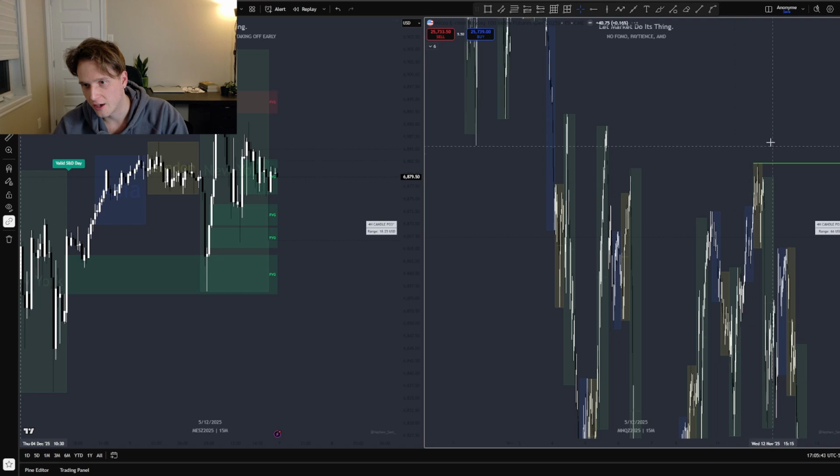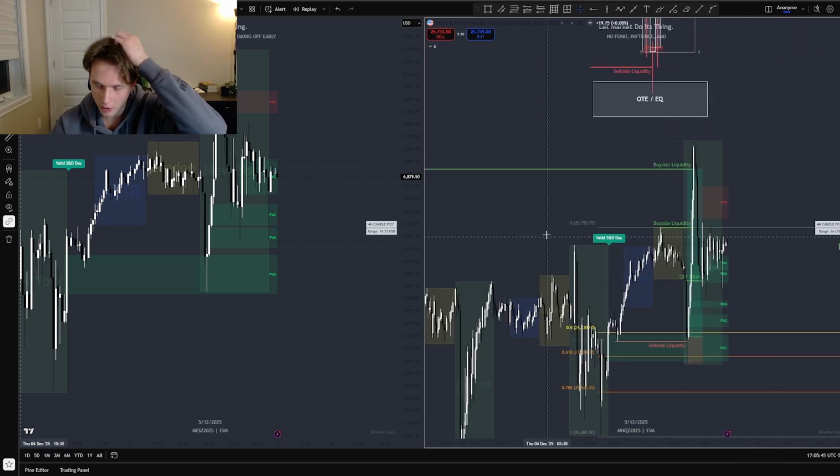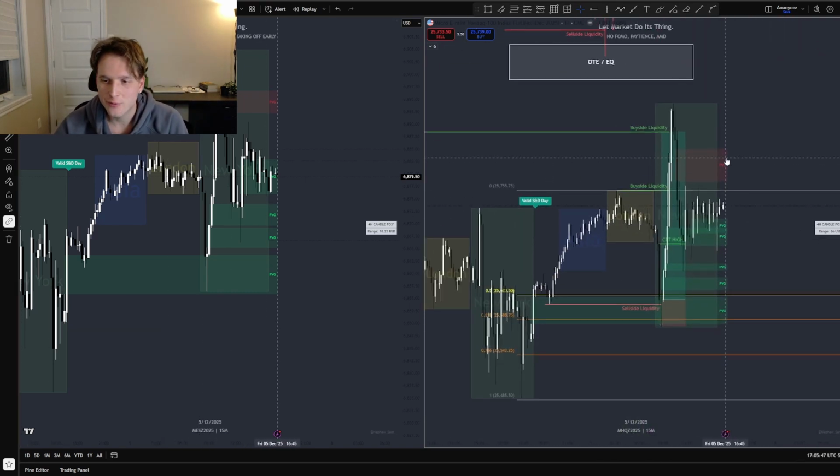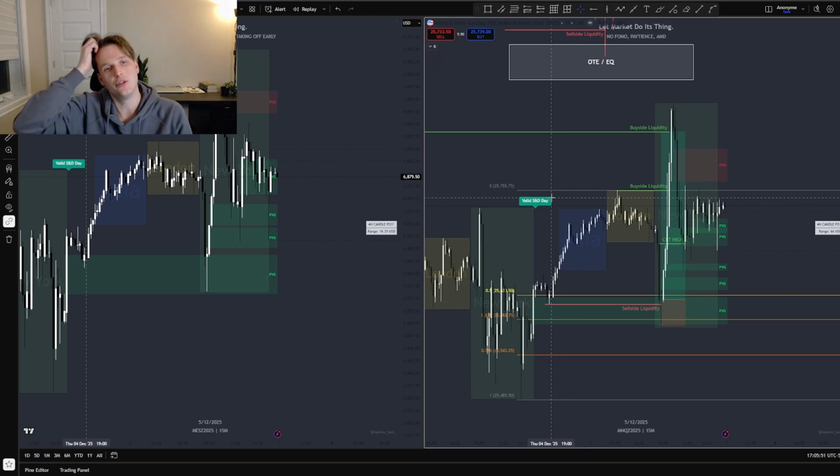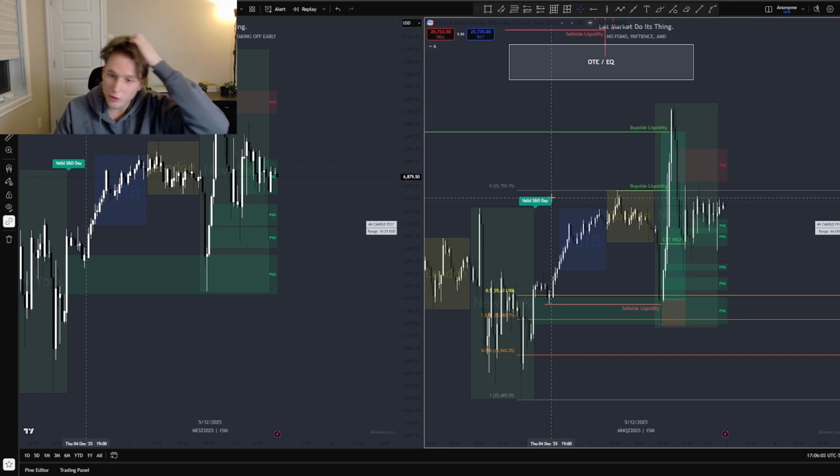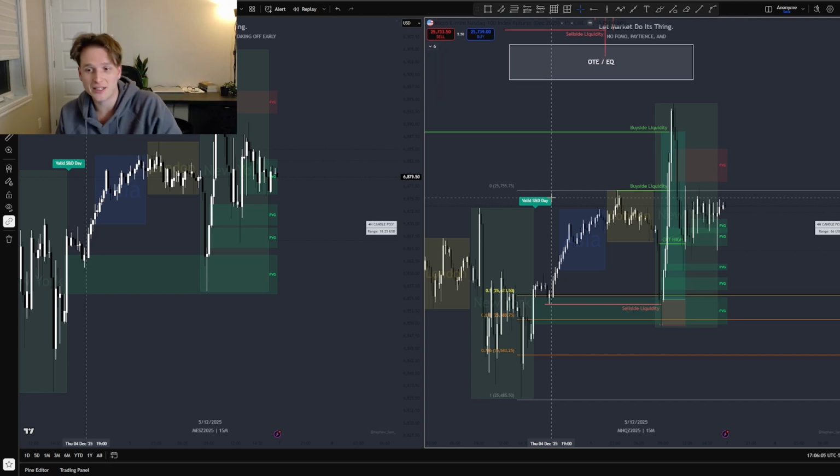There was a high right here that got taken as well. So now that we've established what a CRT is, how do I use it in my trading? Well, it's super simple. I identify my overall trend on the daily, on the 4 hour, on the hourly, and if they match, I form a bias. I want price to sweep this liquidity. I want price to come back down and then go back up.